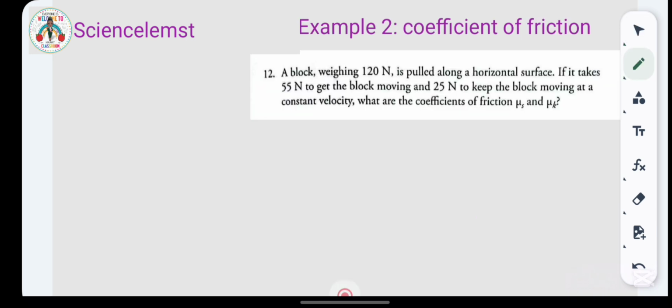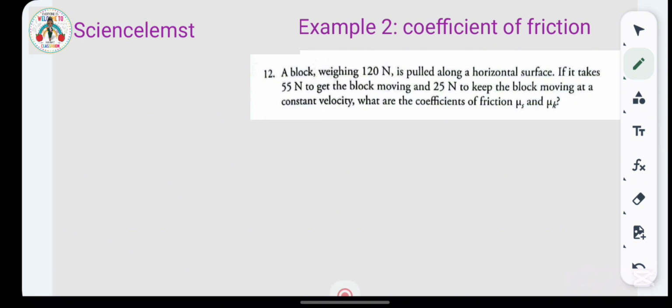Let's look at example 2. We'll be focusing on the coefficient of friction. A block weighing 120 Newton is pulled along a horizontal surface. If it takes 55 Newton to get the block moving and 25 Newton to keep the block moving at a constant velocity, what are the coefficients of friction μs and μk?